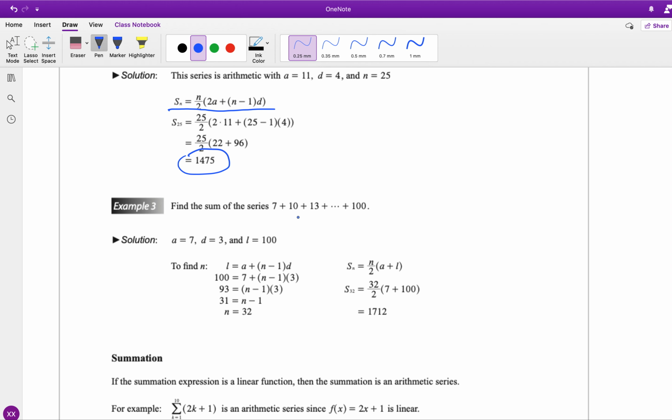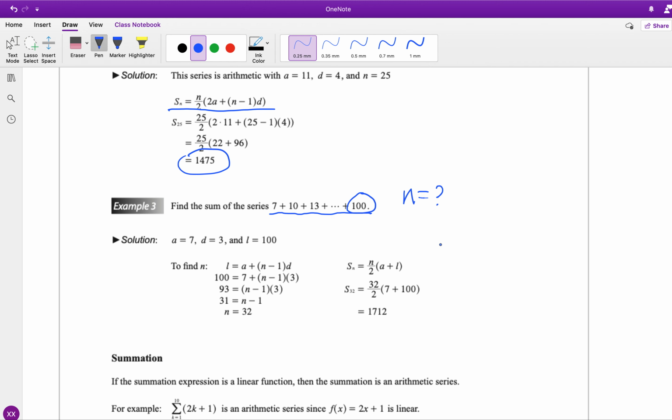Find the sum. So now you don't have the term number. You do not know how many terms there are, so we do not know n. We have no idea what n is, but we don't even need to know it. Or we can have another way to know it. It's because you have the last term, which is 100.